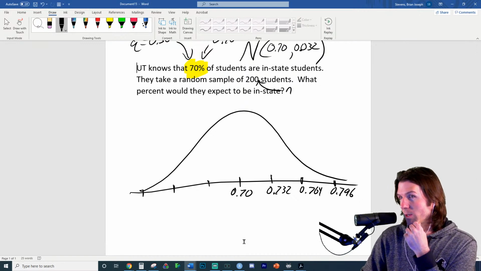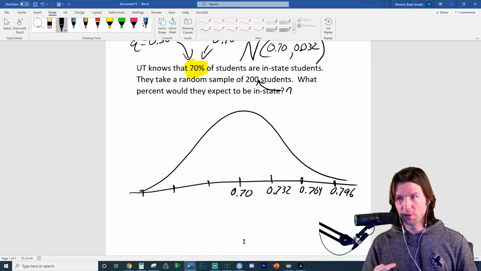Could you go over how to identify the different types of samples? Yeah, let's do that next right here. So we're finishing. Good to see you here, Zach.